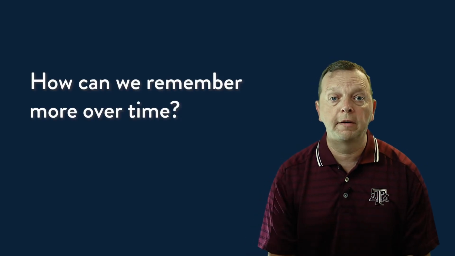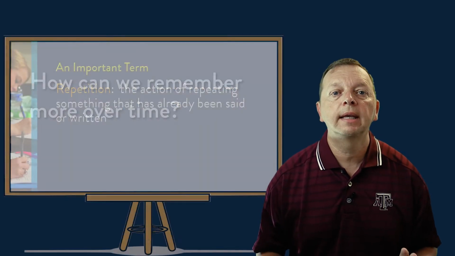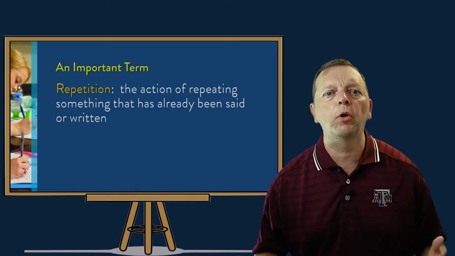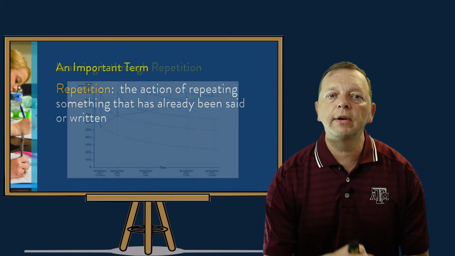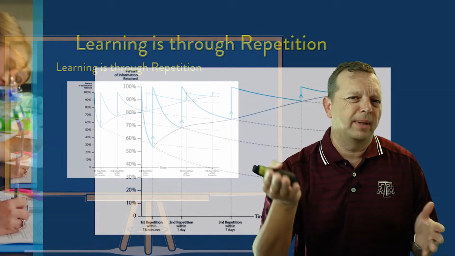Now, you might say this was all done back in 1885, but the same type of studies that Ebbinghaus did have been replicated time after time after time with nearly the same results. So the challenge in learning is how can you remember more and more of the information you learn in the classroom over time? And the key word to that is repetition. Repetition is essentially repeating something that has already been said or seen. What Ebbinghaus also realized was that every time you repeated that information, your knowledge of it went back up, and that kind of makes sense.